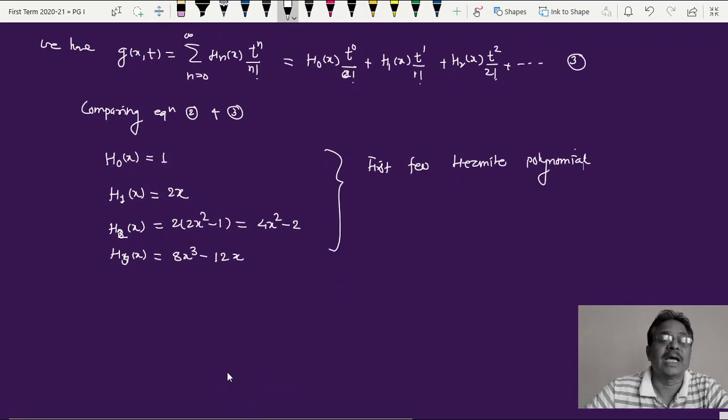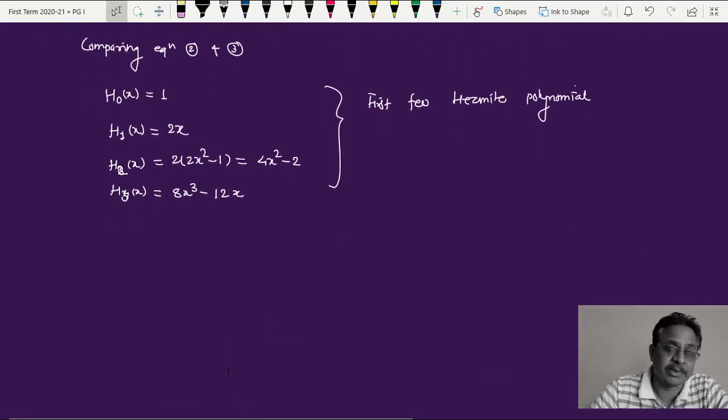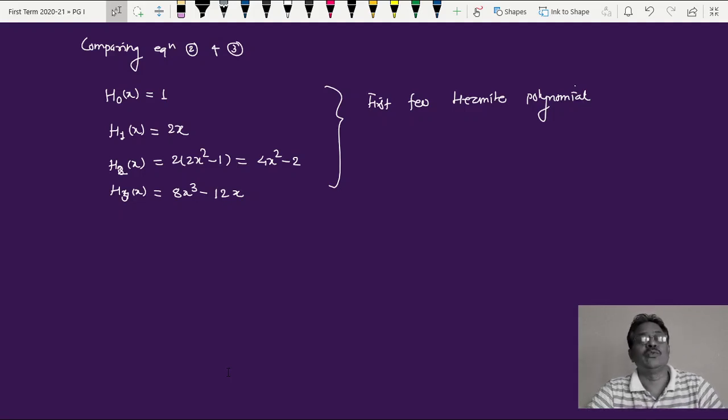So exactly same polynomials we obtained in chapter number 3, in the series solution method, from the infinite series, by truncating this and putting certain conditions over that, and these were the polynomials. h0 of x is equal to 1, h1 of x is equal to 2x, h2 of x is equal to 4x square minus 2, h3 of x is equal to 8x cube minus 12x. So this is the method we can obtain Hermite polynomials from the generating function.